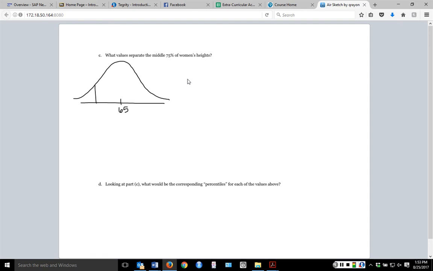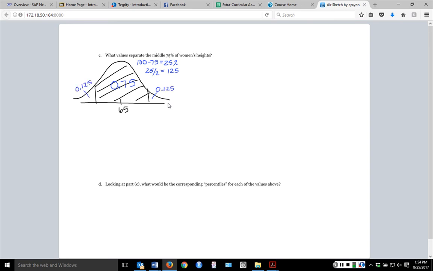But this time I want the middle 75%. So I want this to be 0.75. Now I'm going to go ahead and complete my picture. If there's 75% in the middle, how much is left over? I still have 25% I need to add to my picture. Two spots to put it in, so that's going to be 12.5%. Or in decimal form, this is going to be 0.125, and this is going to be 0.125.